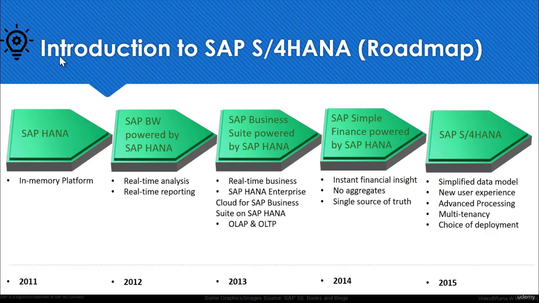Multi-tenancy is a functionality of SAP HANA database where one instance of SAP S4HANA can be shared by multiple customers or multiple companies, but each company's data or database is isolated and remains invisible to other customers. Next is choice of deployment. There are three choices of deployment for SAP S4HANA: on-premise, cloud, and hybrid. I will explain this in the next slide.